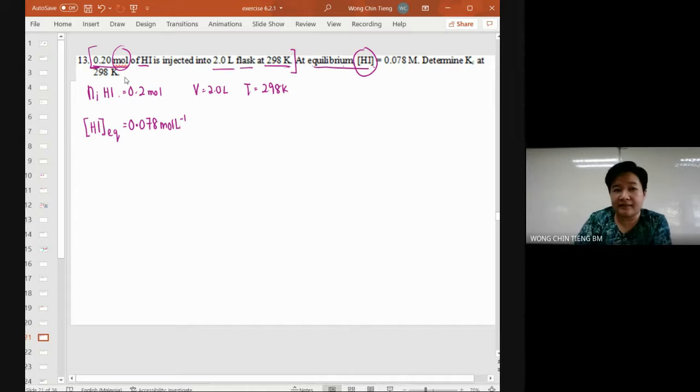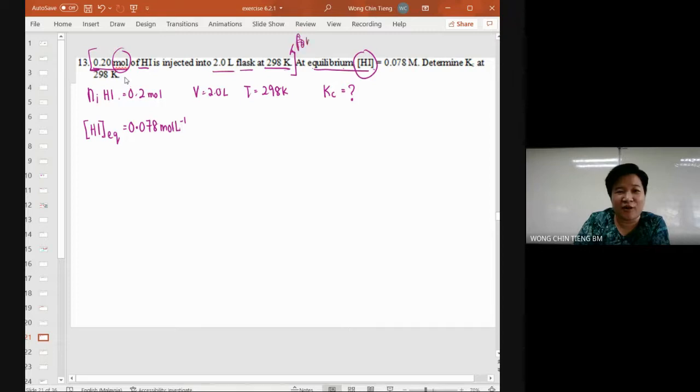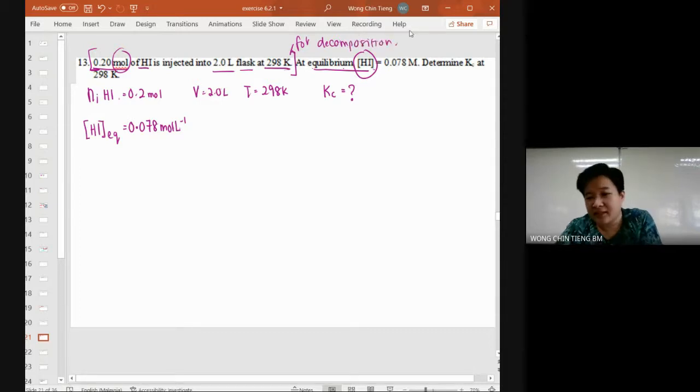Soalan nak Kc. Okay. So when the question asking for Kc, the biggest problem adalah tak ada equation. Betul? Soalan saya macam tak habis. Kita tambah sikit soalan boleh tak? For decomposition. Saya rasa decomposition lah. Dia bermula dengan HI. Decomposition over here means HI kita akan pecah. HI will break into H and I. Therefore, because question asking for Kc or Kp, saya akan cari equation dulu.